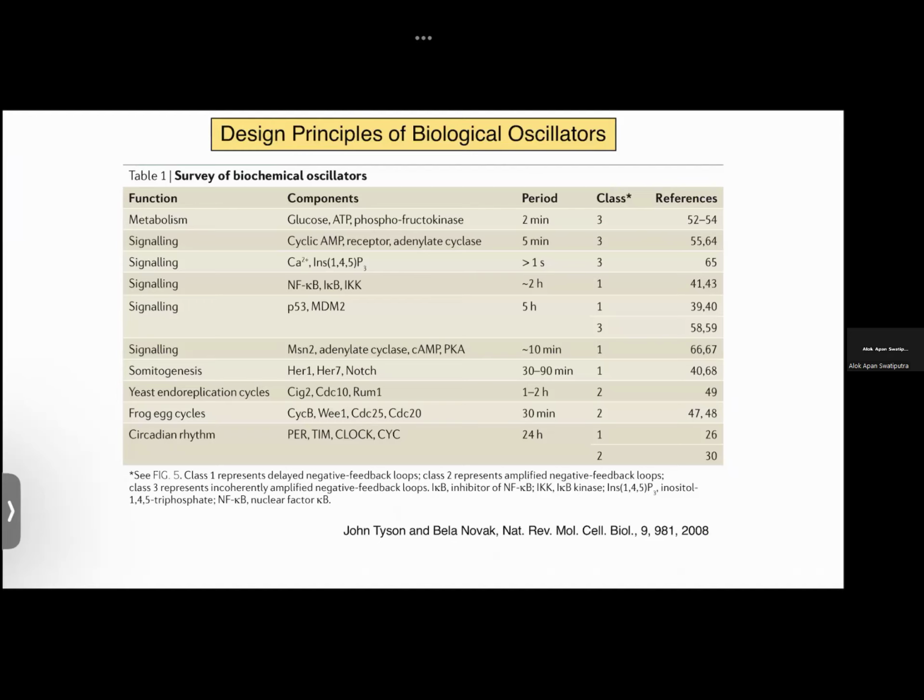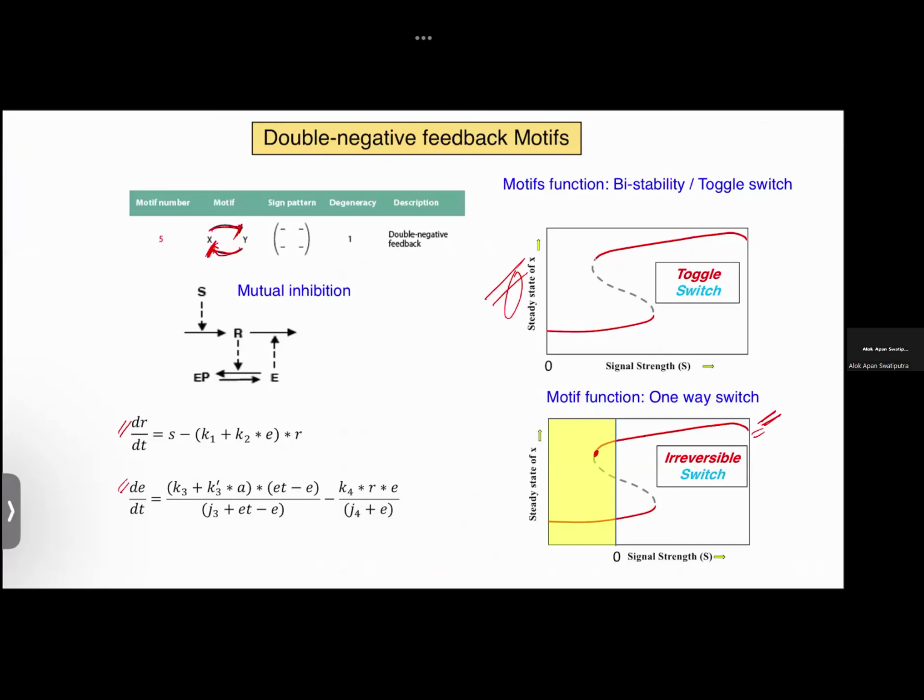We'll take a short break here for I think 10 minutes, and after that we'll discuss how an oscillation system works.